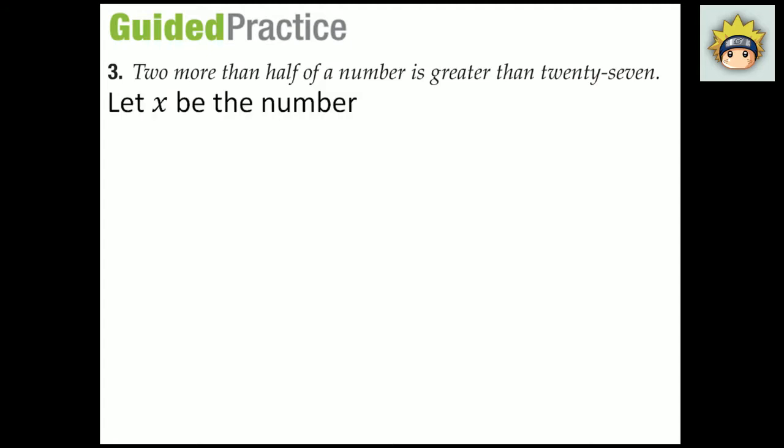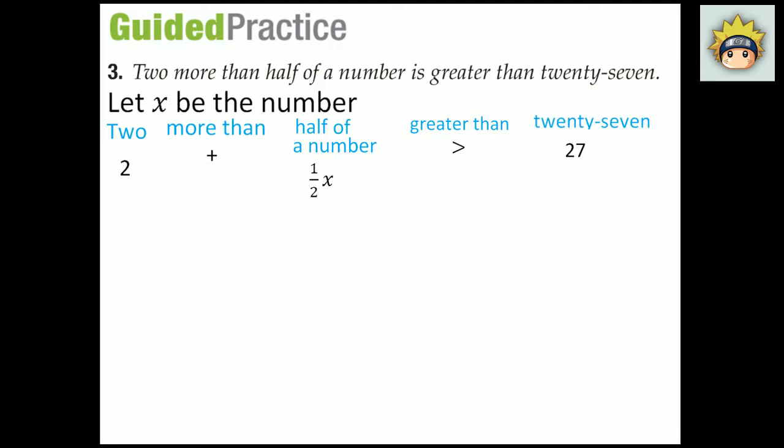Here's my solution. The first thing that I need to do is to define the variable. So let x be the number. I'm going to break down each part into a number or into a variable, something I can write. So the number 2 is written as 2. More than is just the addition symbol. Half of a number is 1/2 x. Greater than is the greater than symbol, and 27 is the number 27. Writing this as the original inequality, it's 2 plus 1/2 x is greater than 27.